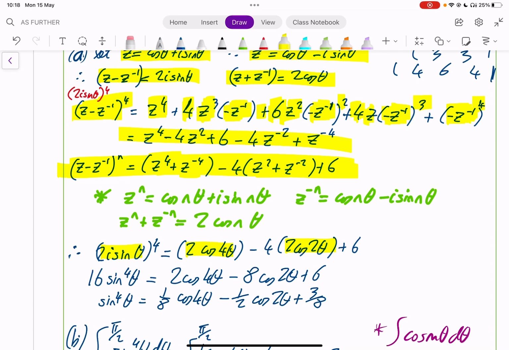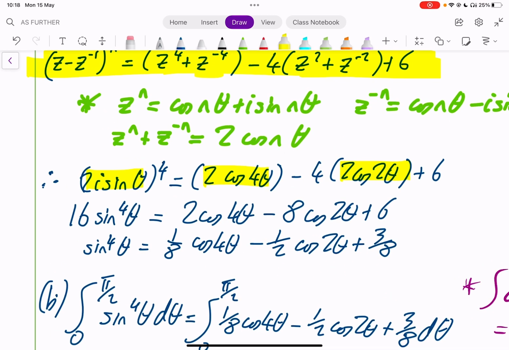Working down to the next line, you've got 2I sin theta to the power 4. 2 to the power 4 gives you the 16. I to the power 4, let's look at that: I to the power 4 is I squared squared, and I squared is minus 1. Minus 1 squared is 1, so I to the power 4 just becomes 1. So it's 16 times sin to the power of 4 theta. Over here, 2 times cos 4 theta, dead easy. Then minus 4 times cos 2 theta is just minus 8, and then you've got your plus 6.